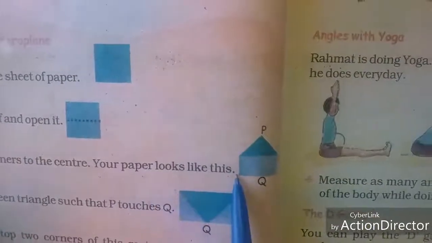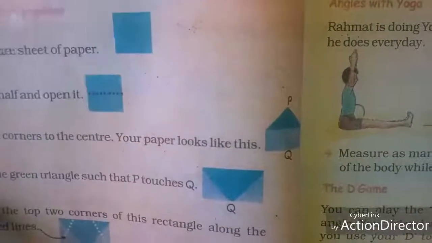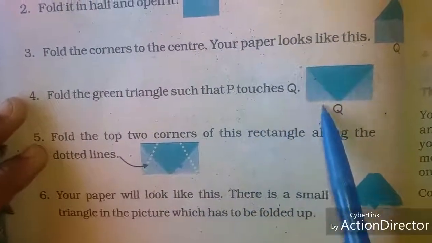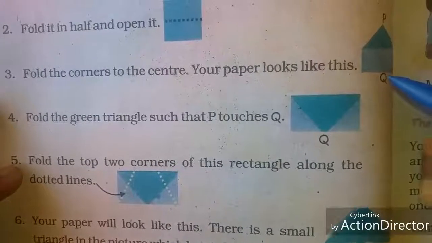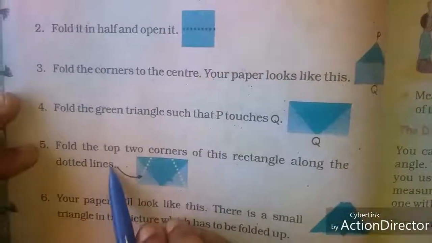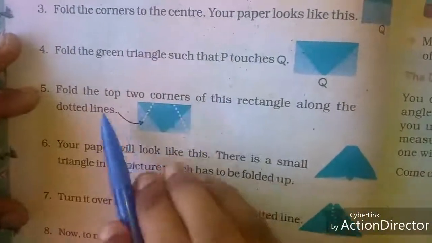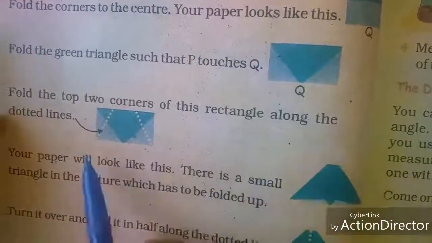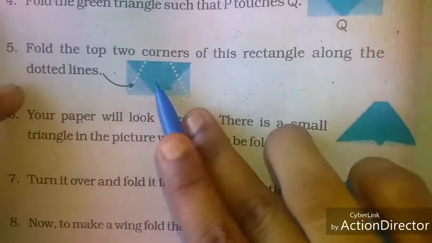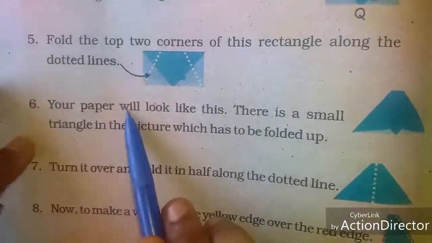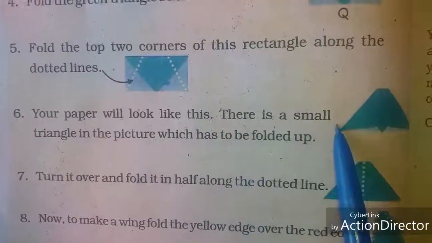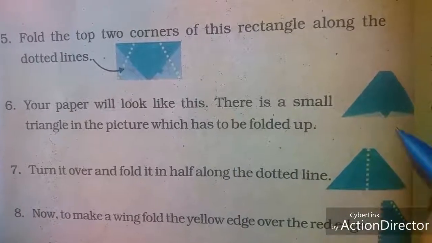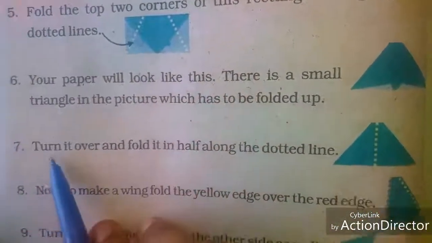Your paper looks like this as shown in the book. Next one, fold the green triangle such that P and Q touch. See, P touches Q like this. Next, fold the top two corners of this rectangle along the dotted line. See, like this you fold the corner. Next, your paper will look like this. There is a small triangle in the picture which has to be folded up. See, here the small triangle is there, no?